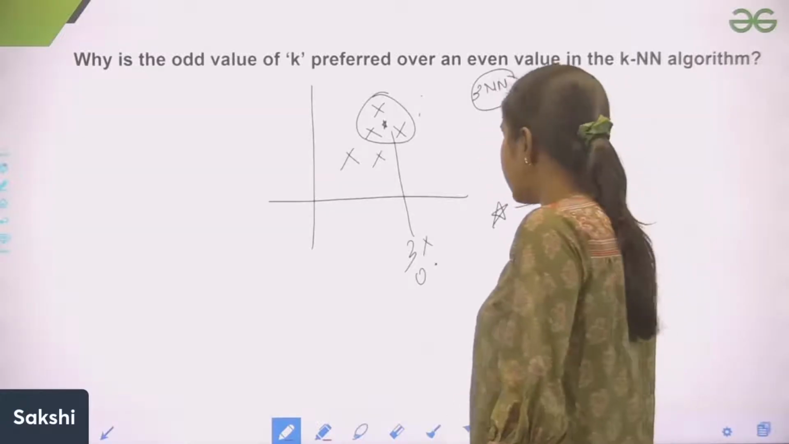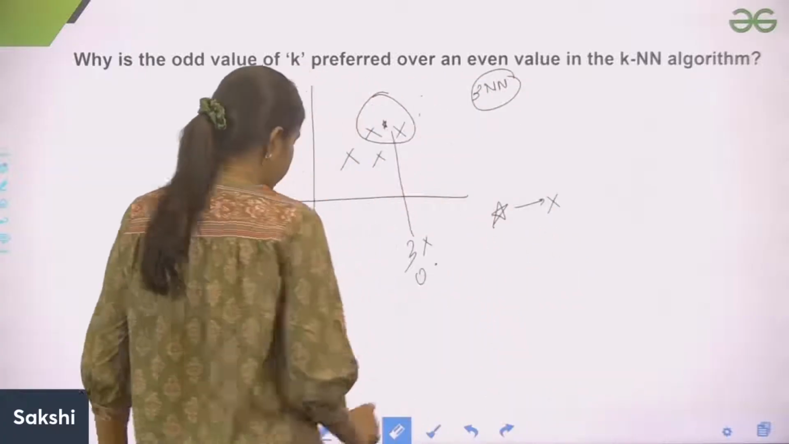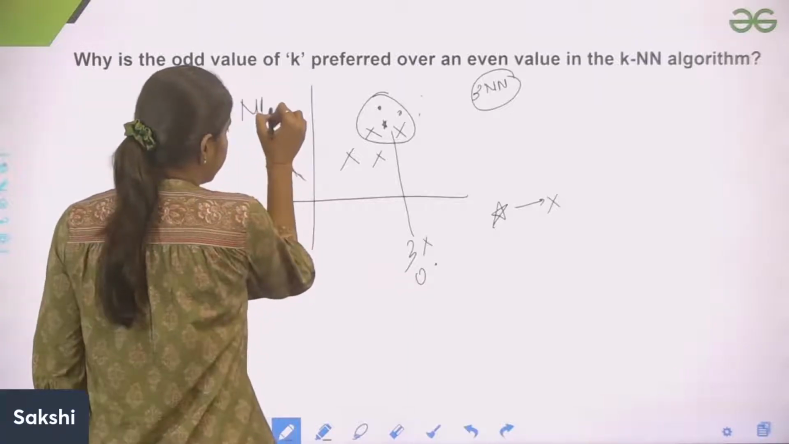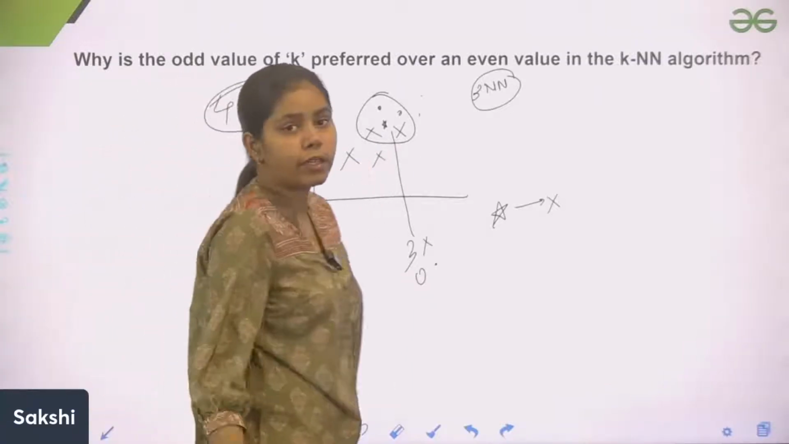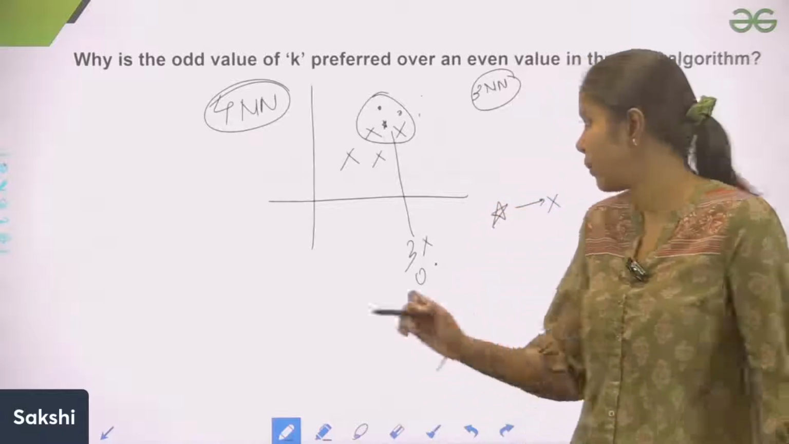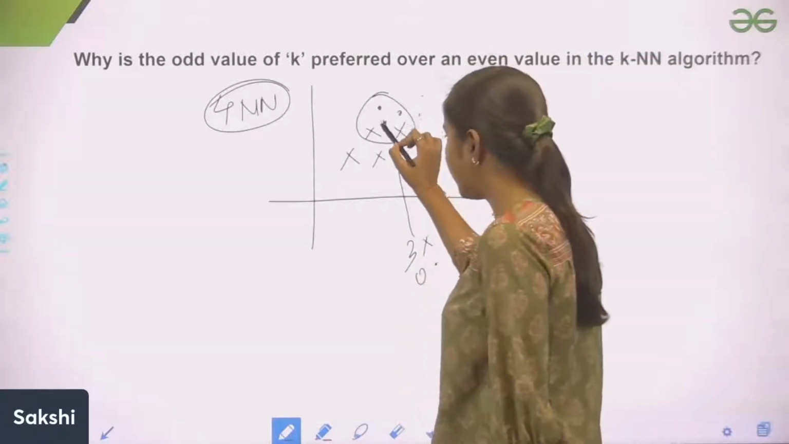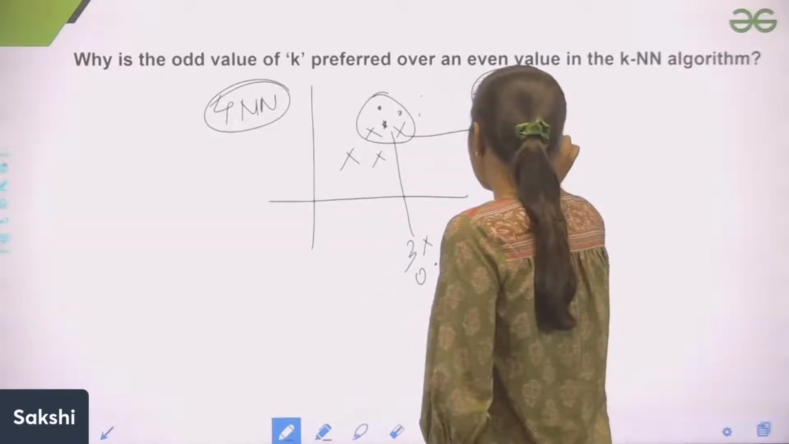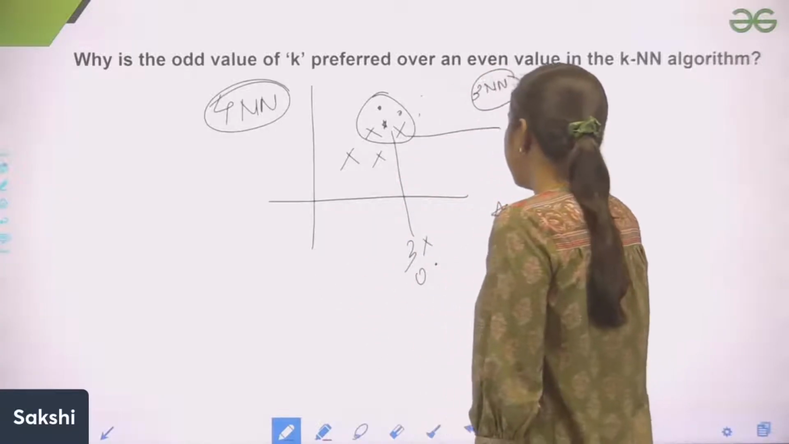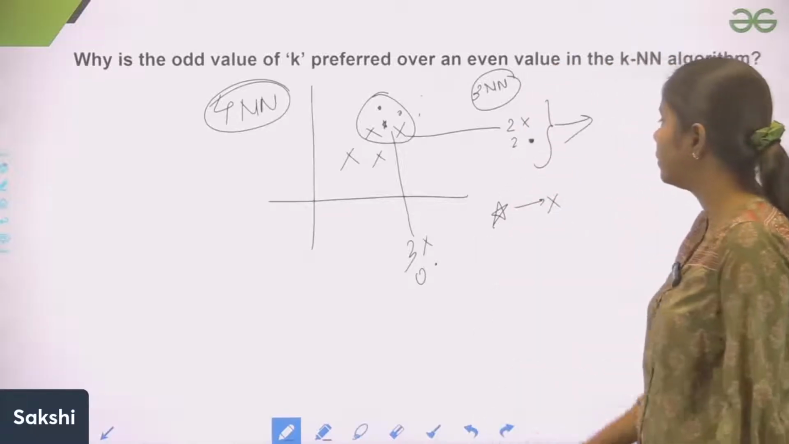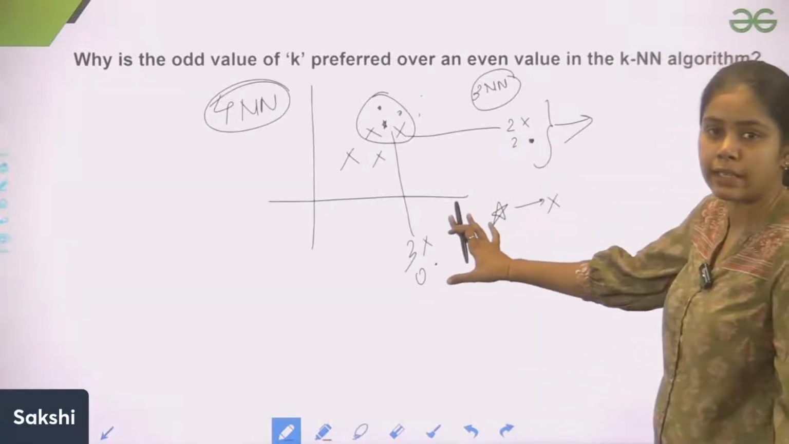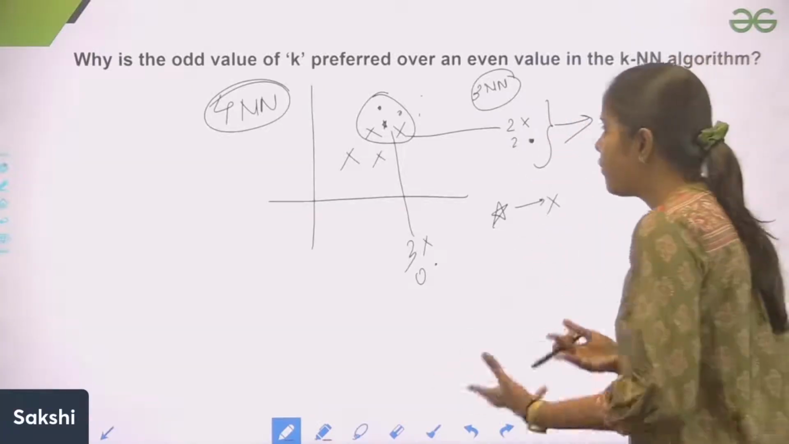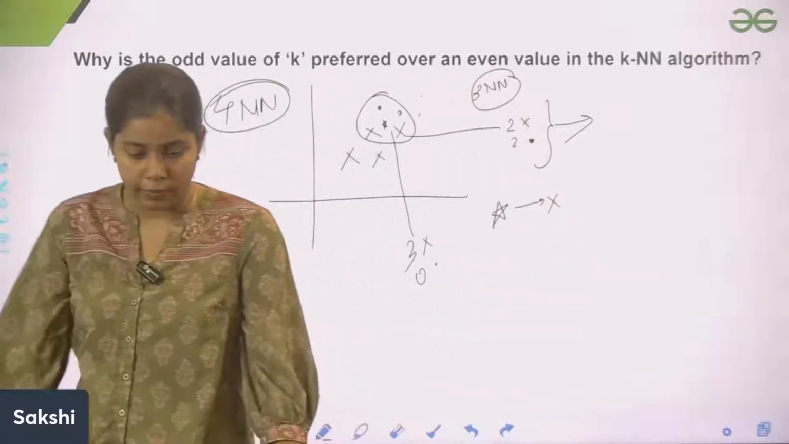Now the question is why an odd value of k is preferred over an even value of k in the KNN algorithm. So guys, there might be a case. Let's suppose we have this, right? I am working on the 4NN algorithm, 4 nearest neighbors. When I am working on binary classification, what would happen? In this neighborhood of the star, I have two circles and two crosses, right? So that means 2 crosses and 2 circles. I am not having a result here. I do not know whether cross is larger or dot is larger. So that's why we prefer an odd value of k over an even value of k.